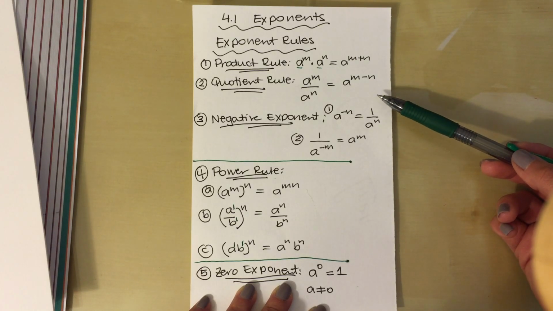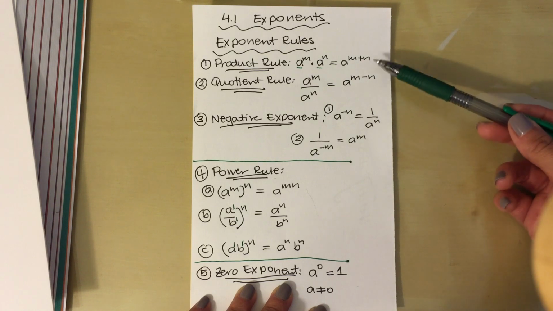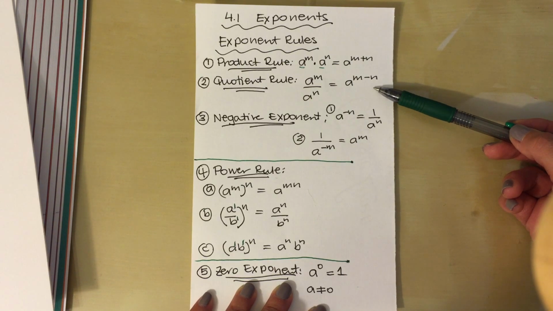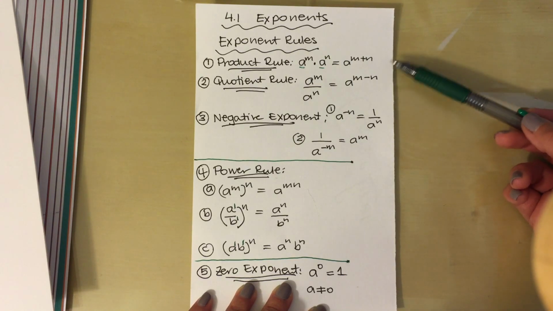So very quick note, to use the product rule and the quotient rule, you have to have the same base. If we do not have the same base, we do not use these 2 rules.